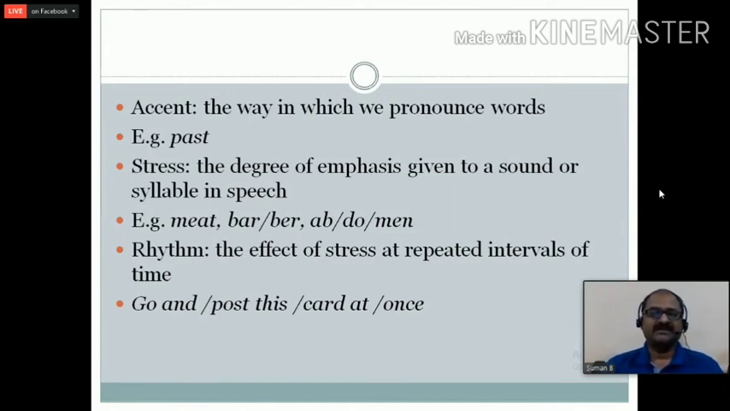So carefully, in connected speech, if you try to segment this from one stress instance to another stress instance, you will see that the time gap between one stress group and the other is equally the same. So the time taken to say go and, the time taken to say post this, the time taken to say card at, and then the time taken to say once, all these time intervals are the same. So this way of speaking is common in English, and this is what actually makes English a rhythmical language.